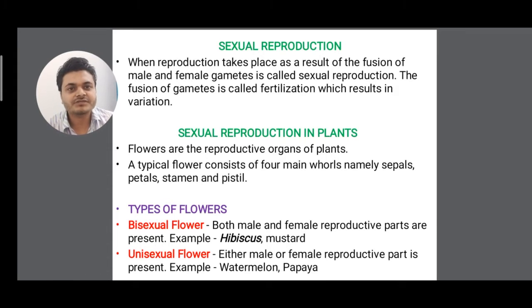So bisexual flower means both male and female parts will be present. The male part of the flower is the stamen or androecium. Clear? And the female part of the flower is the pistil or carpel or gynoecium. These are the synonyms. So for a bisexual flower, both stamens and carpels will be there. We can see this in hibiscus, Rosa sinensis, and mustard. And for a unisexual flower, either the male or female reproductive part will be present. We can see this in unisexual flowers like watermelon and papaya.